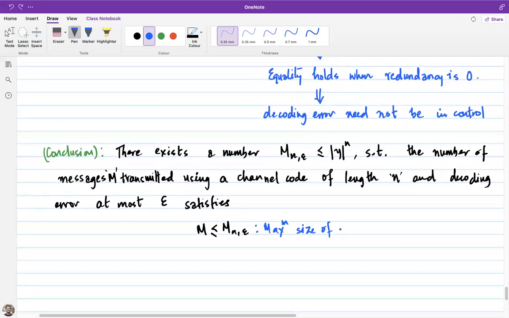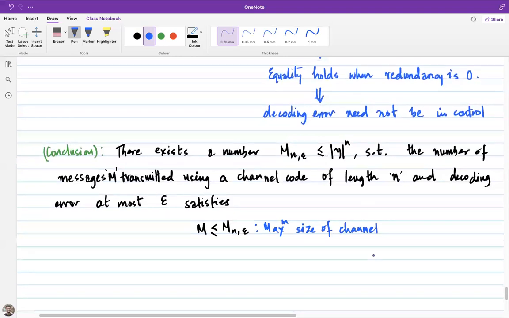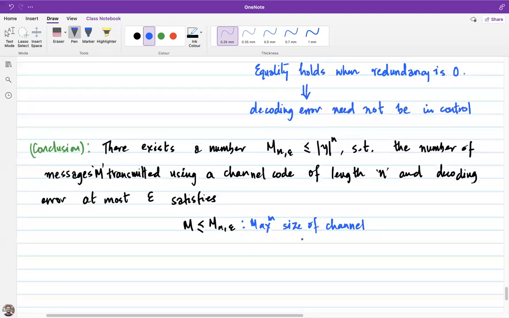Recall that the size of a channel code is just the cardinality of the number of messages that you want to transmit. So this is the maximum size of a channel code of length n, such that the decoding error is less than epsilon.